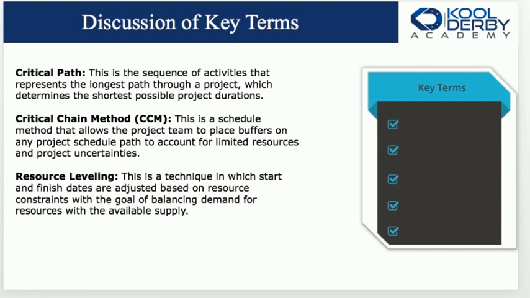Now, it doesn't mean it's short. It doesn't mean that you're going to do it in 6 months instead of a year. What it means is, based on your resources, based on the work you have to do, and based on the constraints, this is the fastest way to do it, but it is the longest path.